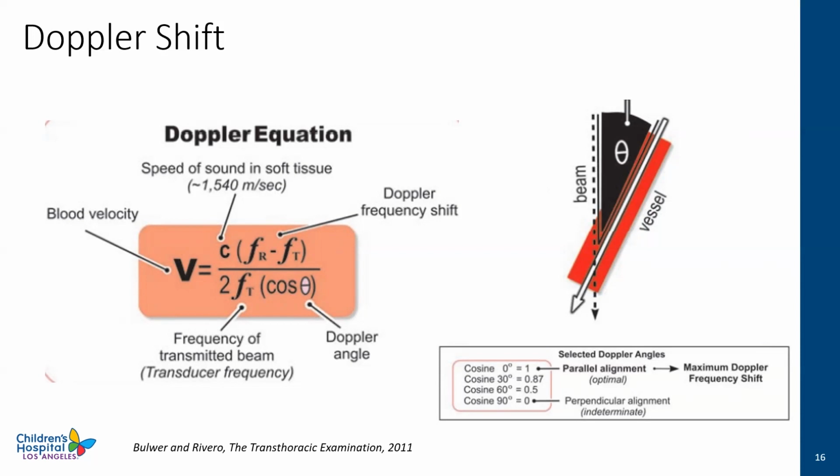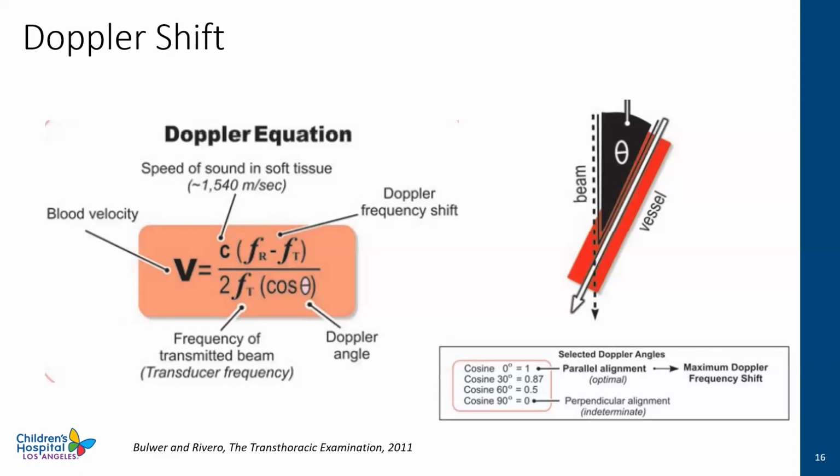And so your Doppler angle is going to be important when you're scanning, because if you have an angle of 0 degrees where you're perfectly parallel, and this is the optimal angle, then you are going to have the max Doppler shift. Whereas if you're perpendicular to what you're trying to scan, then you're not going to have any Doppler shift. And so that's going to be really inaccurate.